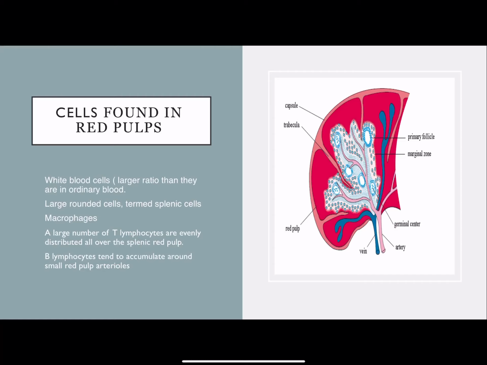Cells found in the red pulp. These are cells found in the red pulp: white blood cells, large rounded cells, tend to be splenic cells. The macrophages and a large number of T lymphocytes are distributed all over the splenic red pulp. B lymphocytes tend to accumulate around small red pulp arterioles. The white blood cells are in a larger ratio than they are in the ordinary blood.